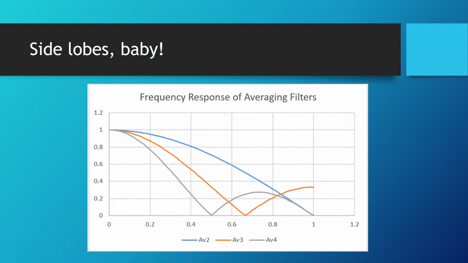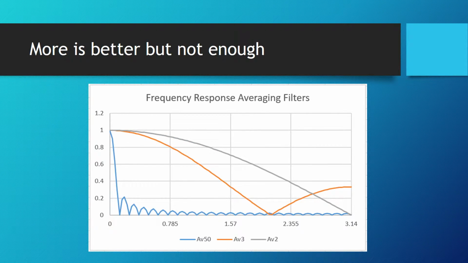One of the problems that we'll actually address is the side lobes. Notice from the graph that all 3 of these averaging filters actually let through some of the high-frequency content that we were trying to get rid of in the first place. Now, the 50-sample averaging filter does a much better job of reducing the side lobes, but it also doesn't let us choose a cutoff frequency as neatly.